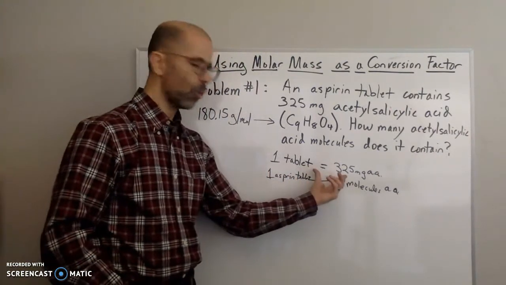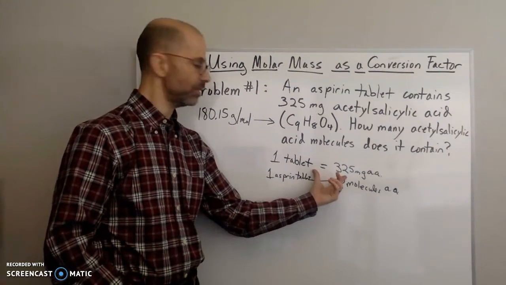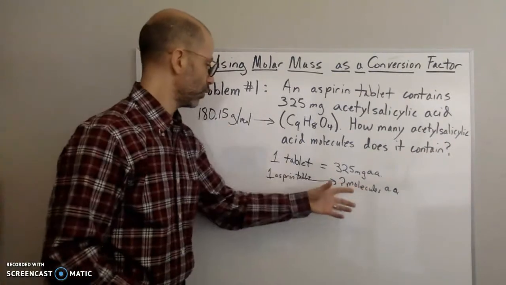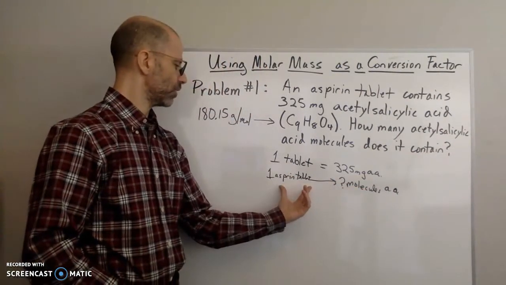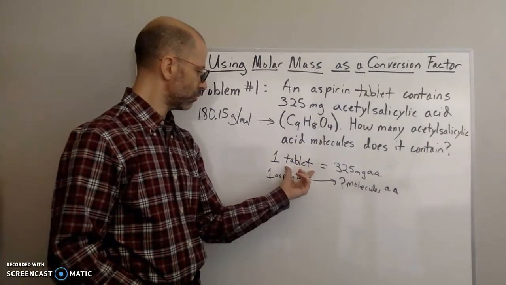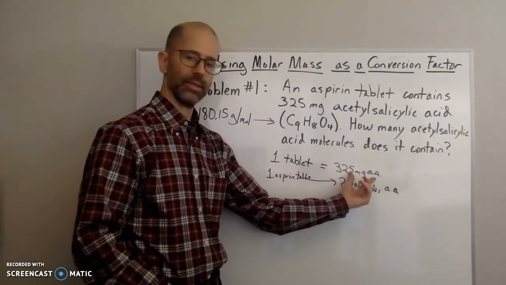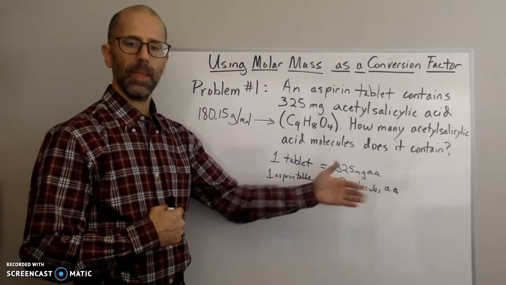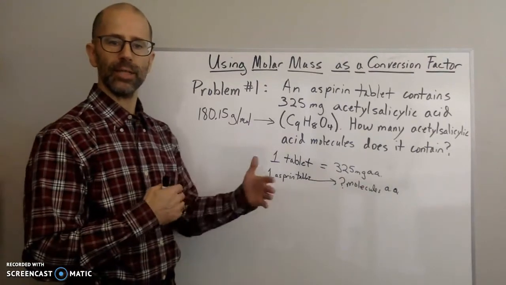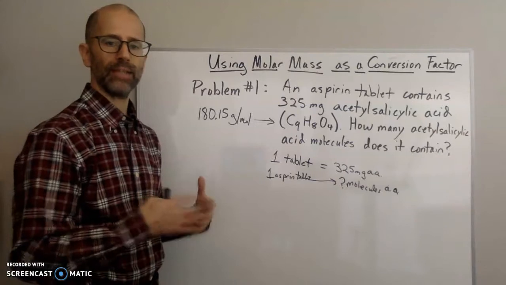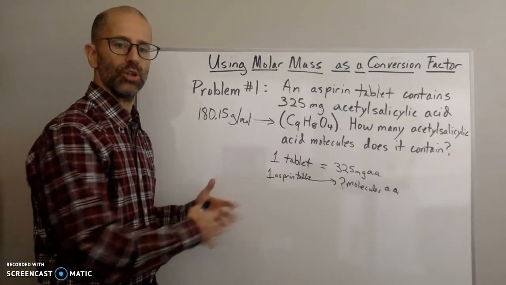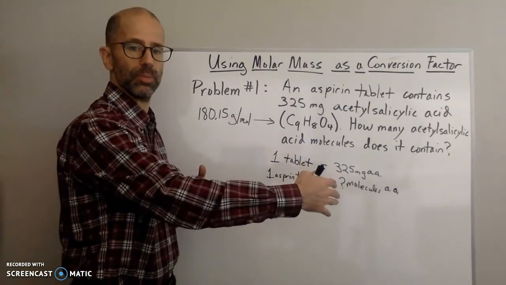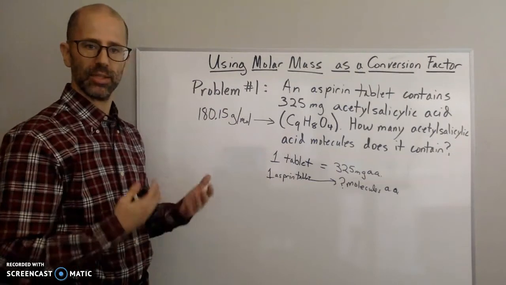We have an equality here that we can use as a conversion factor. And we also need, if we're going to molecules and we're starting with aspirin, we know we can convert from one tablet to mass, but we need to get from mass to molecules. And part of that process is we're going to have to use the molar mass to go from mass in grams to moles, and then from moles to particles. So that's the process we need to go through.